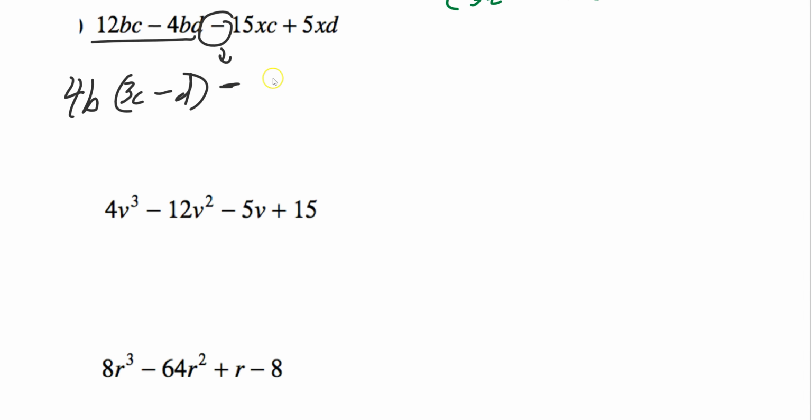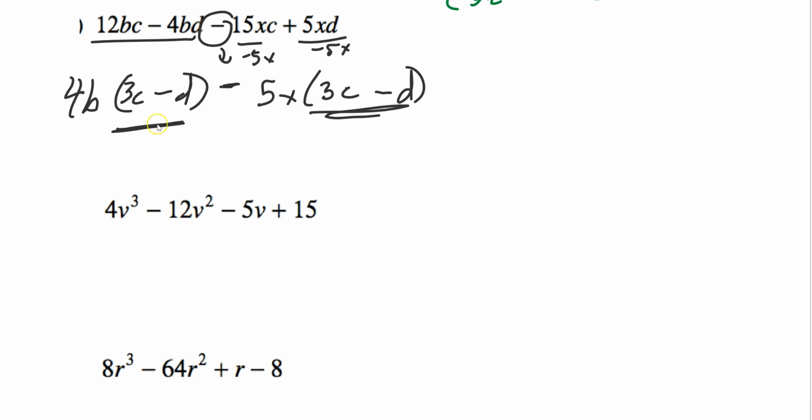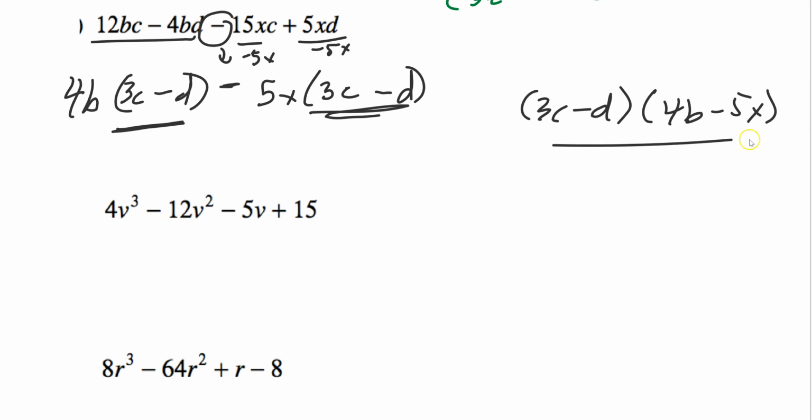Then these have a 5x in common. So 3c, now keep in mind you're dividing by negative 5x. Right, that's what's pulling out. So that becomes a positive 3c. And right here divided by negative 5x, so it actually switches the sign. Negative d. And look what they have in common. 3c minus d. And you get 4b minus 5x.